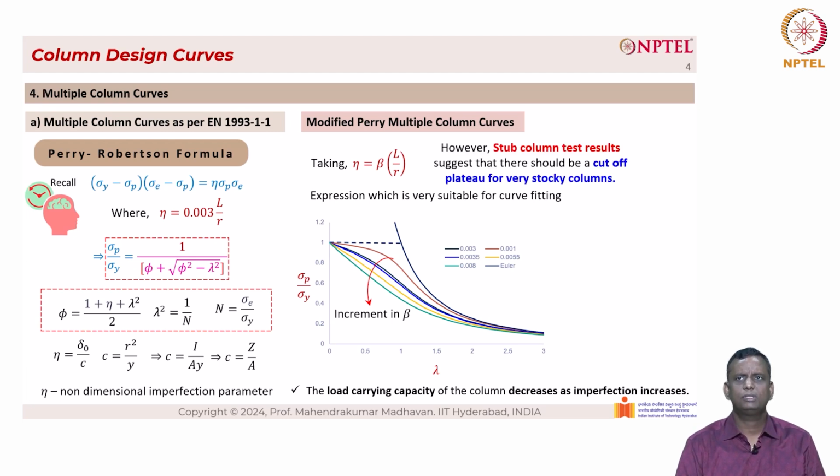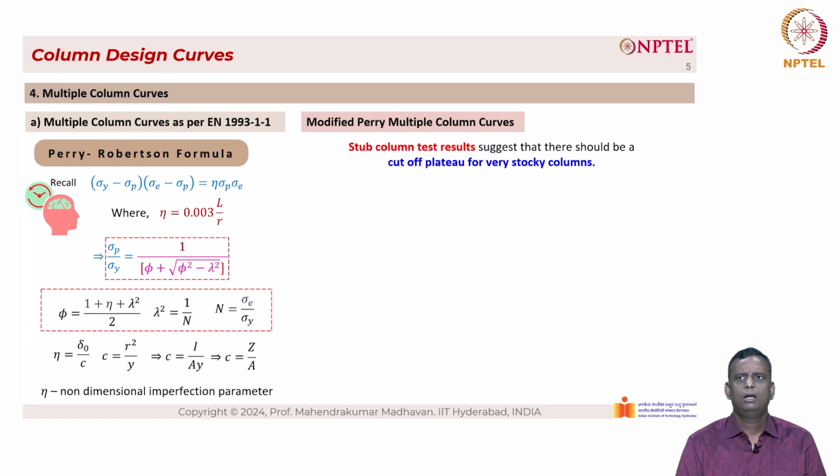However, we should note that this curve does not take into account very short stub columns. The stub columns test results suggest that there should be a cutoff plateau for very stocky columns. Now, how do we take that? We use the same formula. We have sigma y minus sigma p into sigma e minus sigma p equal to eta into sigma p sigma e, which is the Perry's equation.